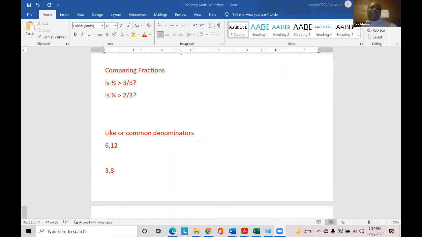So I want you to think about this. When I think about 1/2, I love the pie idea, right? We're thinking about a pie. So 1/2 of a pie would be the pie split in half, coming straight down. Now 3/5, let's think about 3/5. So that's half, right? Is 3 more than half of 5 or is 3 less than half of 5?